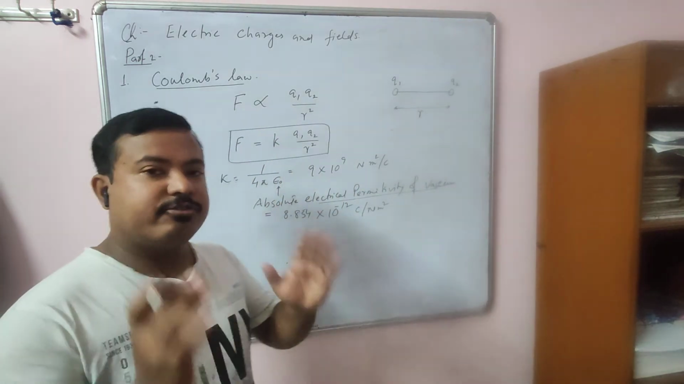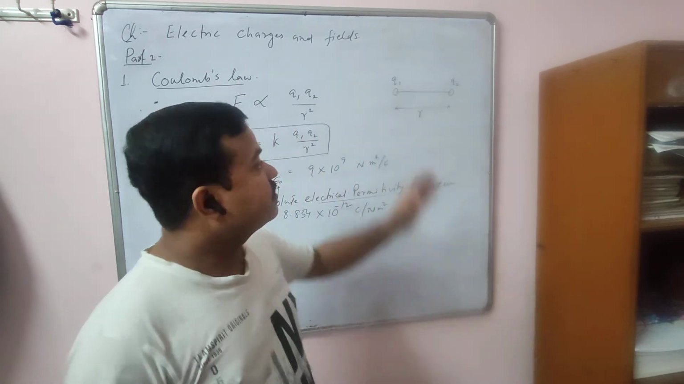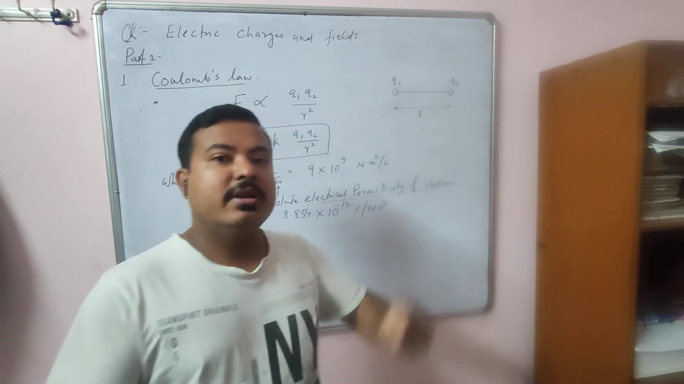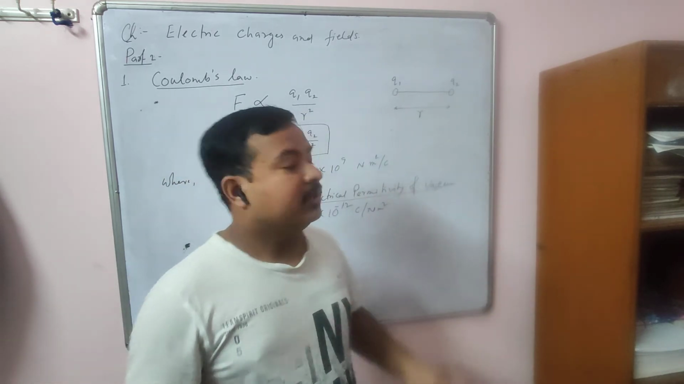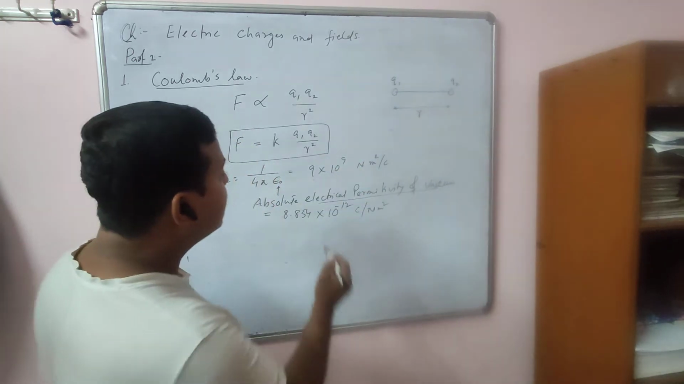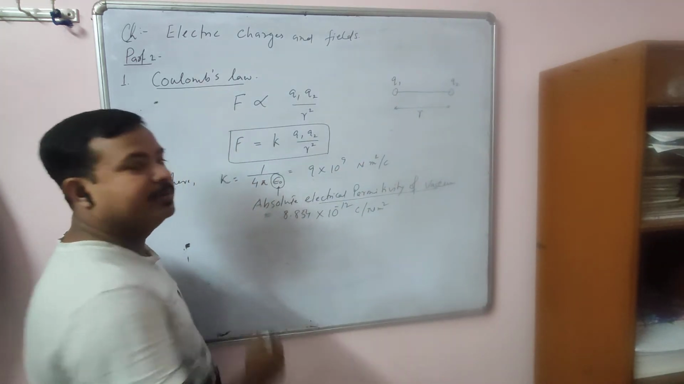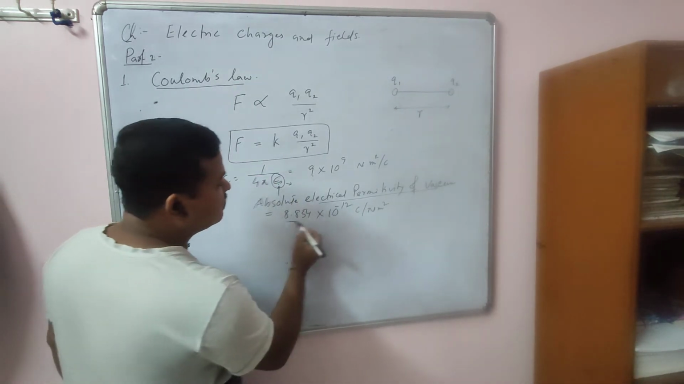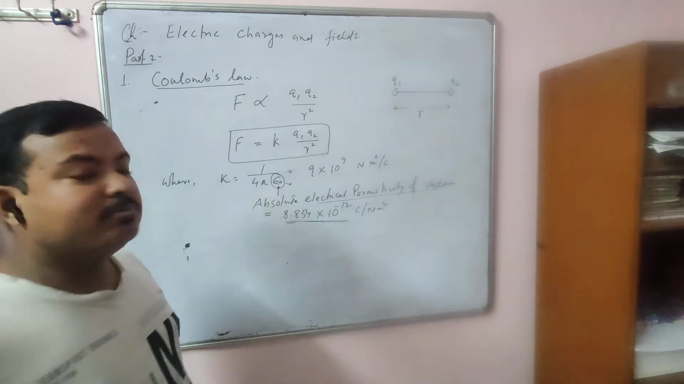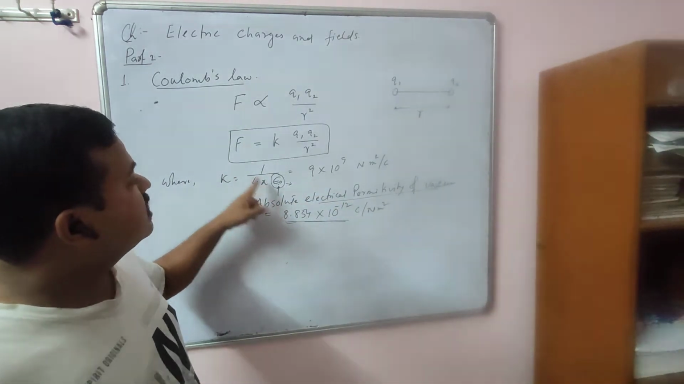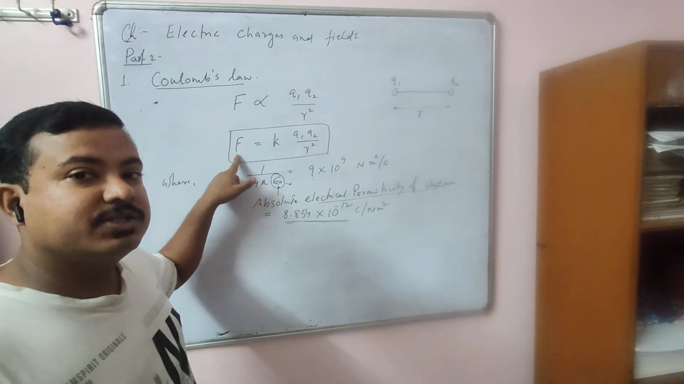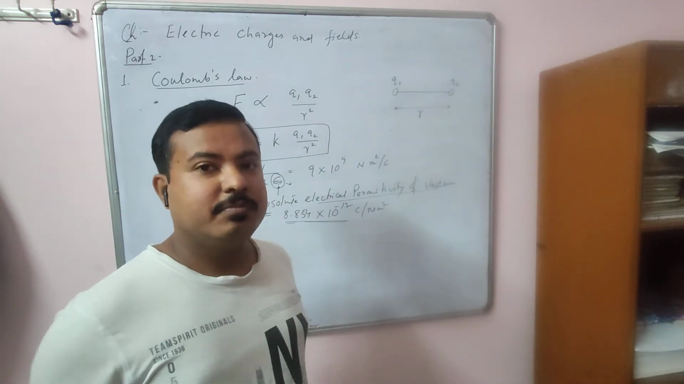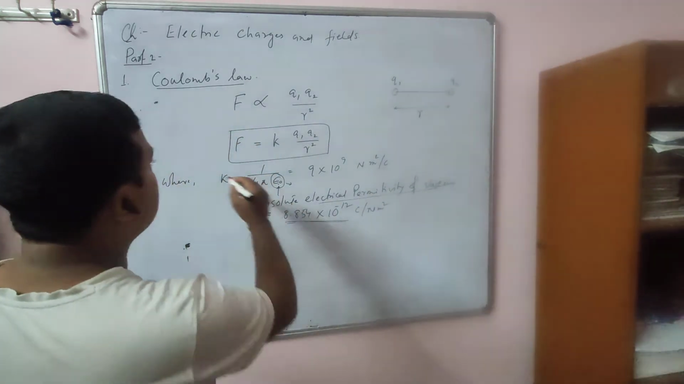Actually, the Coulomb force between two charges depends on the medium. If we place two charges in air, in water, or in the presence of any other liquid, the force between them changes, and that's why we use this permittivity, because depending on the medium its value changes. For vacuum only, its value is this. For any other medium, this value will change, which means the force between two charges will change. So we can say that Coulomb force depends on the medium between the two charges. So this is Coulomb's law.